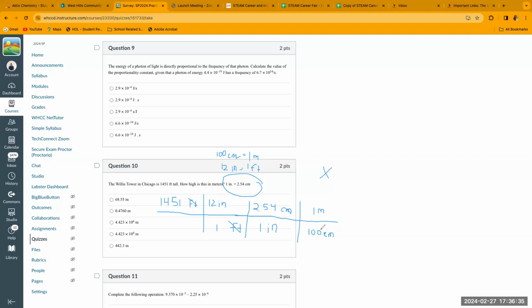Okay, centimeters cancel out. So since we have one, one, and 100, basically we're just going to go 1,451 times 12 times 2.54 divided by 100. And what do you guys end up with?